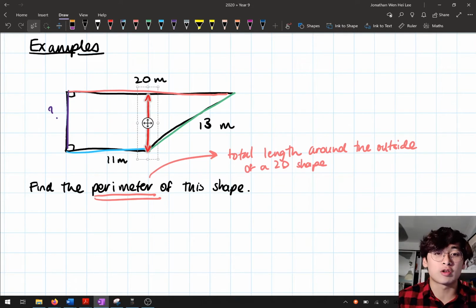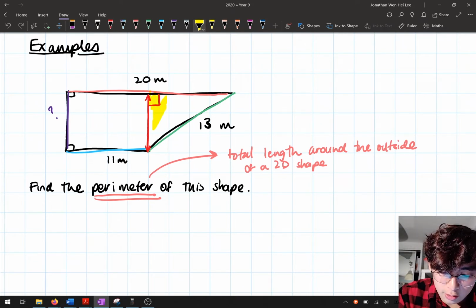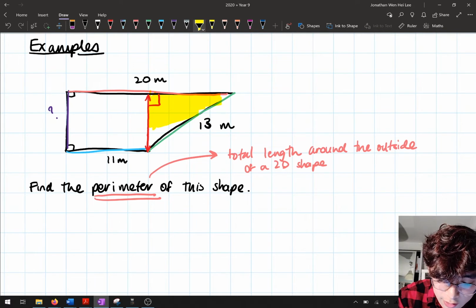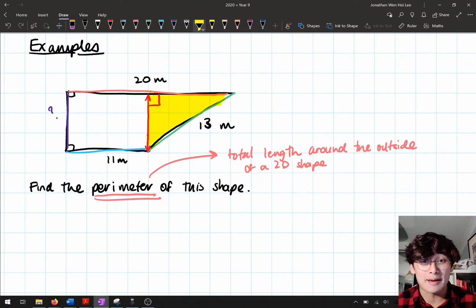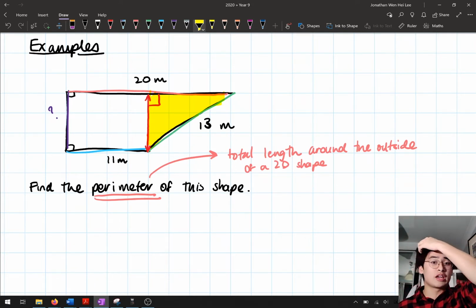And the reason why I'm going to find this length here is because if you look at this part of the shape, this forms a right angled triangle. We've got a right angle at the top there. And so we've got a right angle triangle, and what we can do is apply Pythagoras' theorem. So just remember, with Pythagoras' theorem, we can use it to figure out the side lengths of different sides in our triangle.